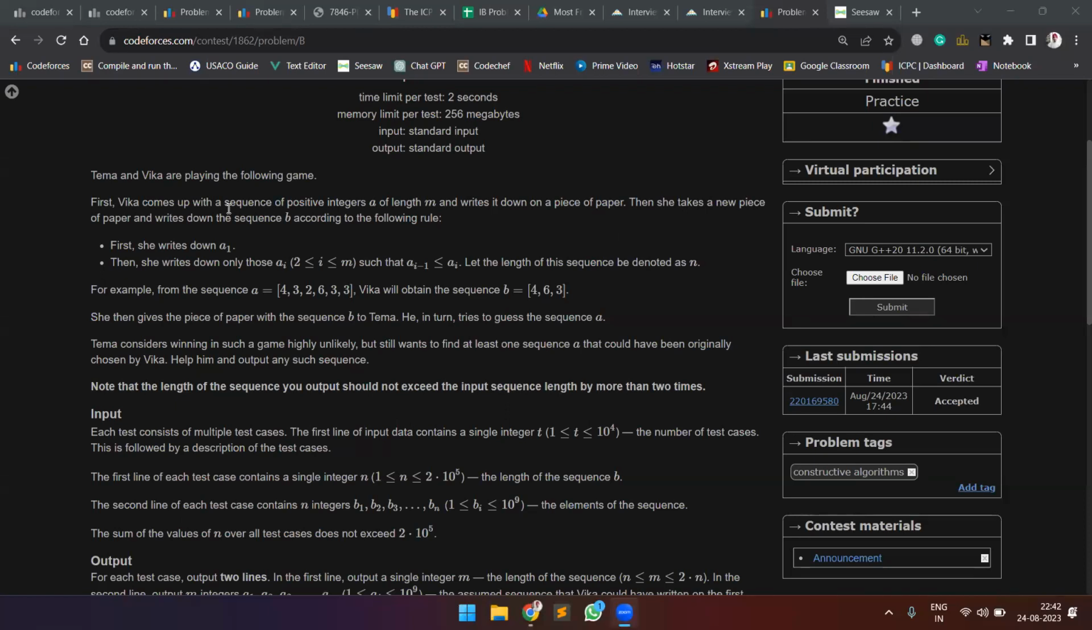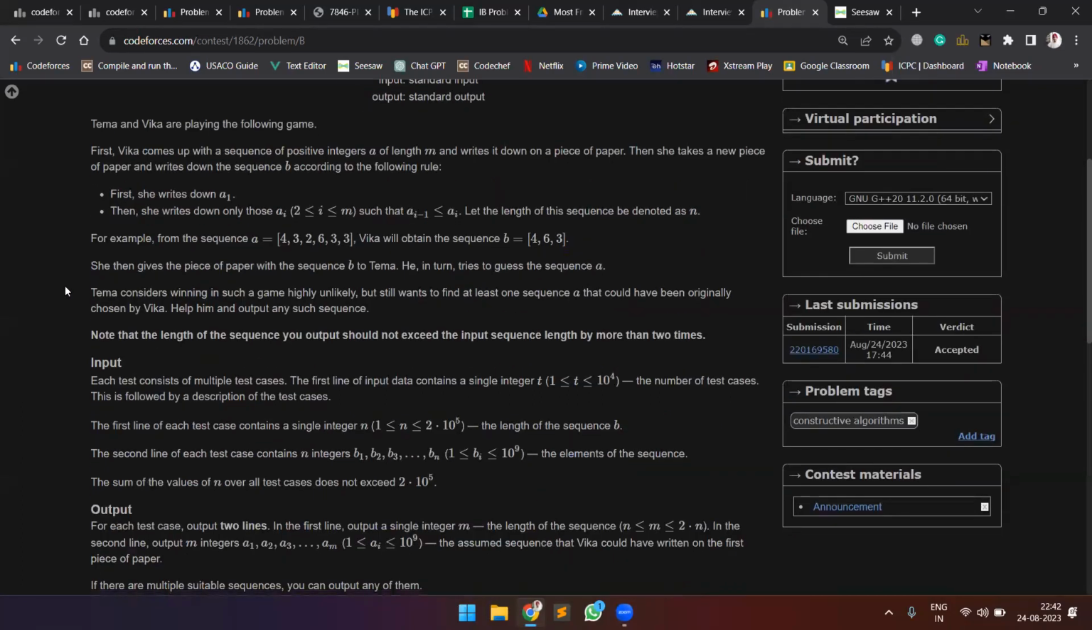Then what she does is, this is the rule to make another sequence B. First of all, she writes the very first number of the sequence. After that, she writes all those numbers so that a of i is greater than or equal to a of i minus 1. So she constructs another sequence B. But the thing is, in our case, B is given.